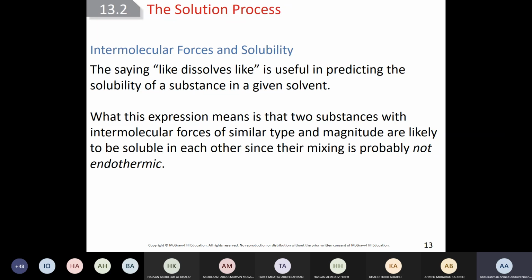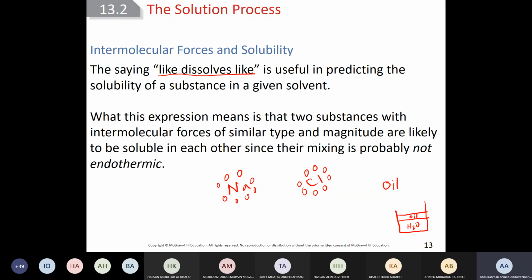There is another very important rule, which is called like dissolves like. What do I mean by that? If you put NaCl in water, it will dissolve. But if you put oil in water, it will not dissolve. You know, if you put oil in water, what will happen? The oil will be on top and the water will be down. It will not dissolve in water.